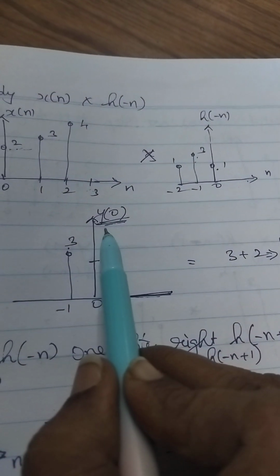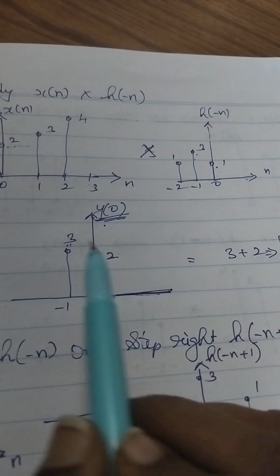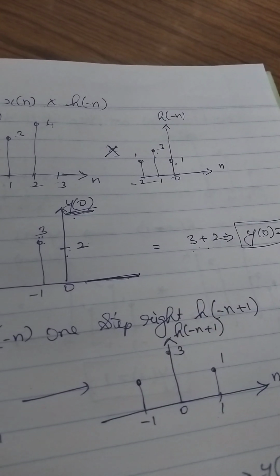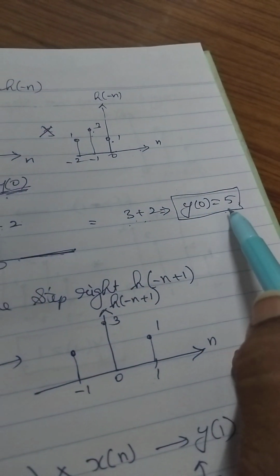Now coming to y of 0, you are having amplitudes 3 and 2. Add these both, 3 plus 2, to get your answer as 5. So your y of 0 is 5.